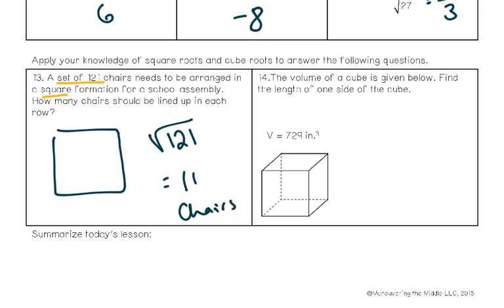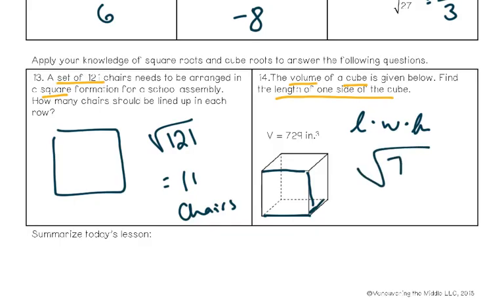The next question says the volume of a cube is given below. So it's a cube, and we have the volume. Find the length of one side of the cube. So let's remember what volume means. Volume means length times width times the height. So when you see a question about volume, you should know that you have to multiply 3 numbers by itself. It's a cube, so each one of these is the same length. All of those side lengths are the same. So if I'm given the volume, I need to take the cube root to find out what the length of one side is.